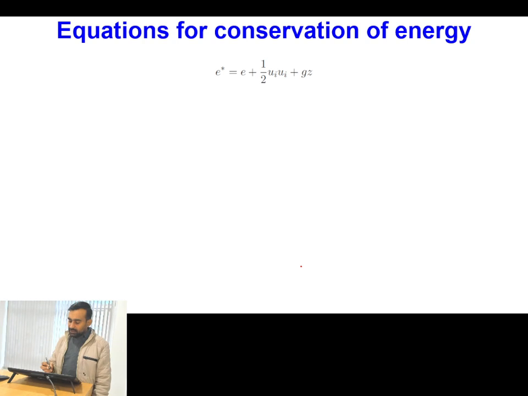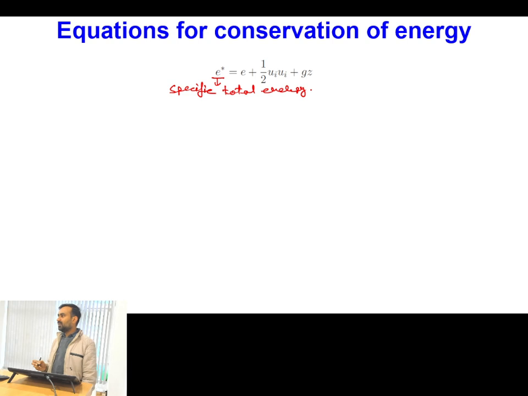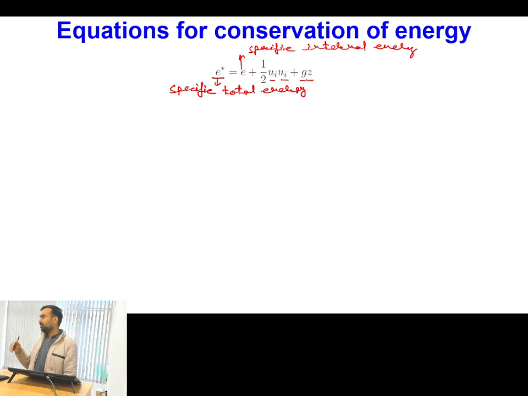Typically we define specific total energy as, what is specific total energy in basic thermodynamics? Please tell me. Specific total energy is the sum of specific internal energy, plus kinetic energy which is given by half of ui into ui, plus potential energy which is given by gz. Why am I calling this specific? Because it is written on a per unit mass basis.